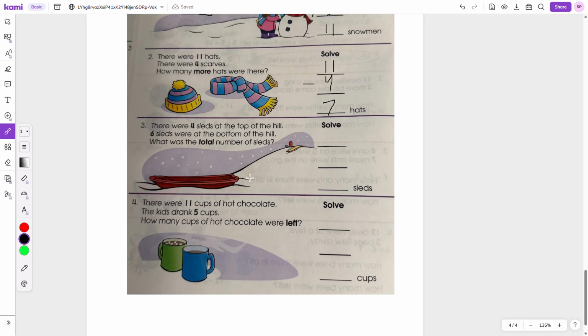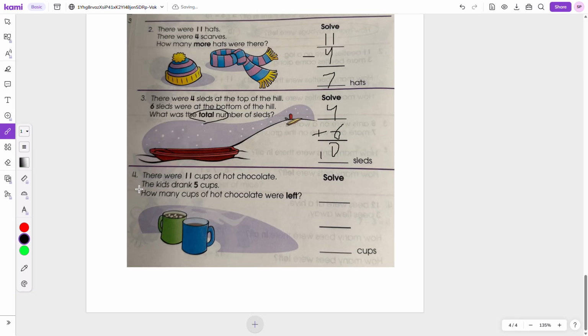Next one, there were 4 leaves at the top of the hill and 6 leaves were at the bottom of the hill. What is the total number of leaves? So we have to add to find the total number. So 4 plus 6 will be 10 total.